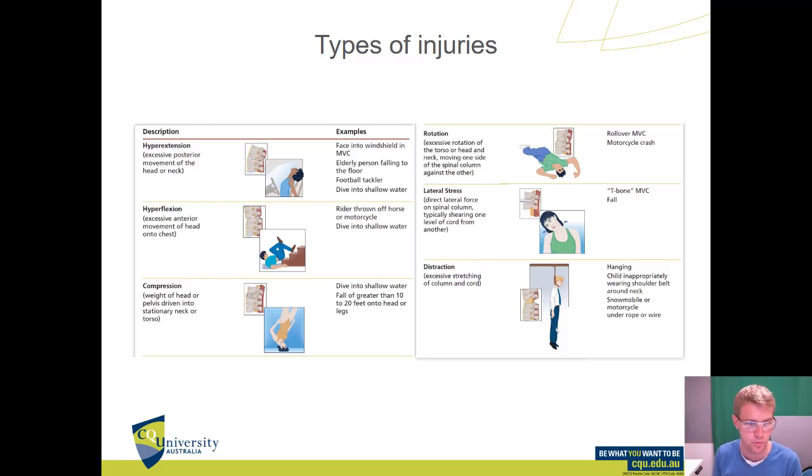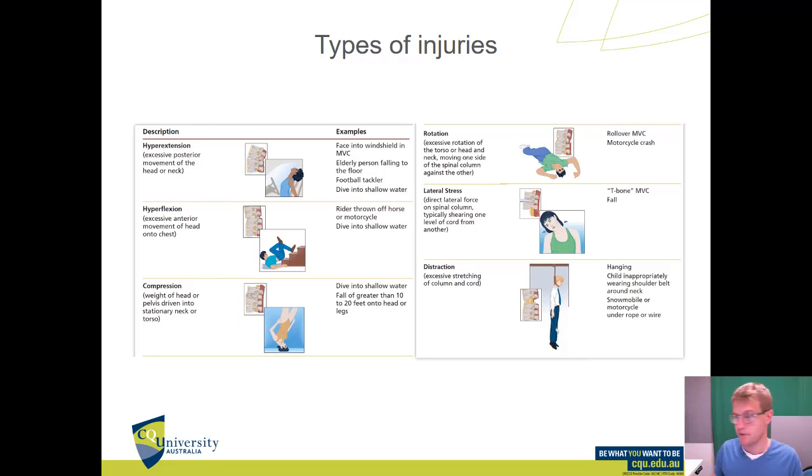or your vertebral bones. You can have compression injuries. In this image, for example, diving into a pool, hitting your head on the bottom, where your entire spine is crushed. Again, it will cause both bone damage and/or cord damage. You can have excessive rotation.